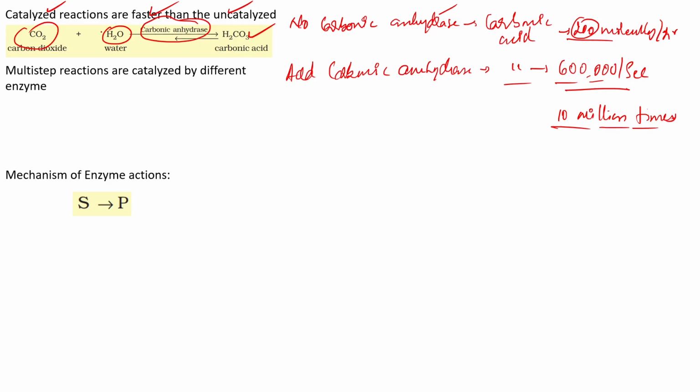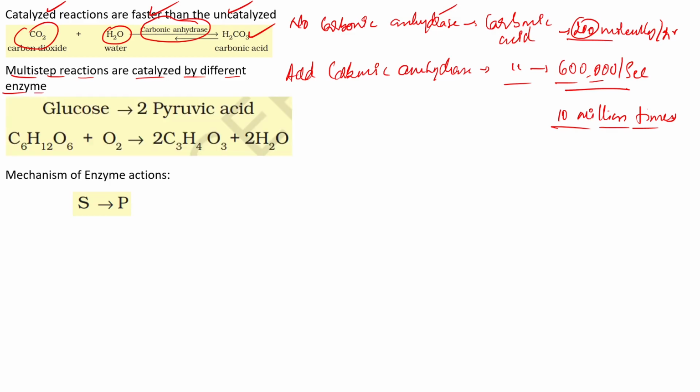Now, many reactions are either single-step reactions or multi-step reactions. Generally, multi-step reactions are catalyzed by different types of enzymes. You do see certain multi-step reactions where a single kind of enzyme is involved in all the steps, but in most cases, in a multi-step metabolic pathway or multi-step enzyme-catalyzed reaction, a different enzyme is involved at each step.